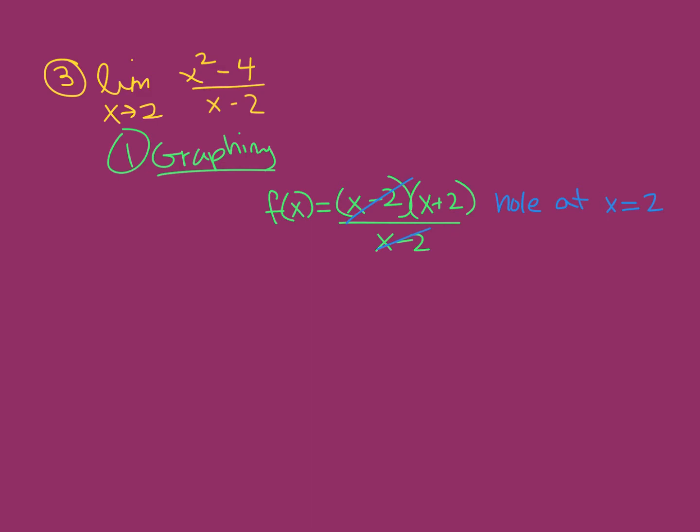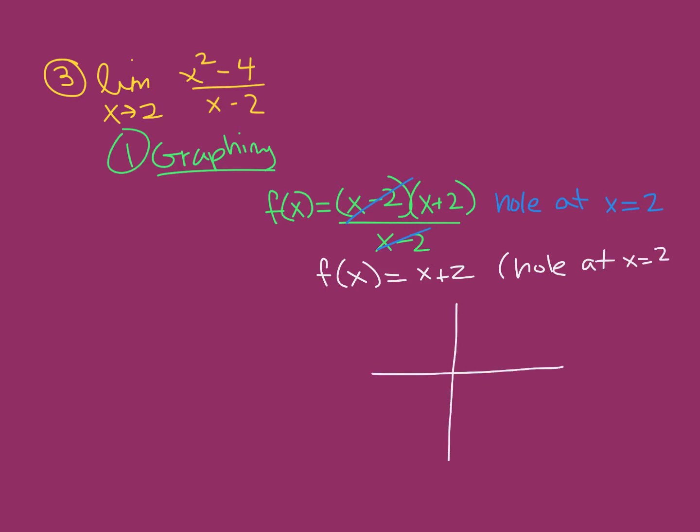So let's graph this now. This is going to be the same as the graph of f of x equals x plus 2, but with that hole at 2. So if we draw that, our y-intercept's at 2, and our slope is 1. So this graph looks like this until we get to x equals 2, where we have that hole in the graph.